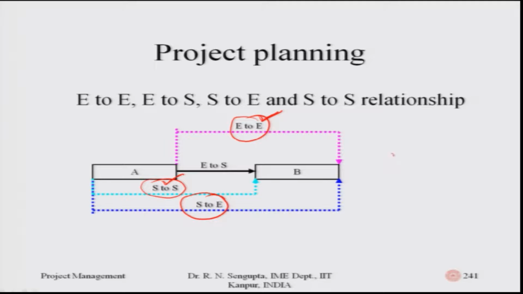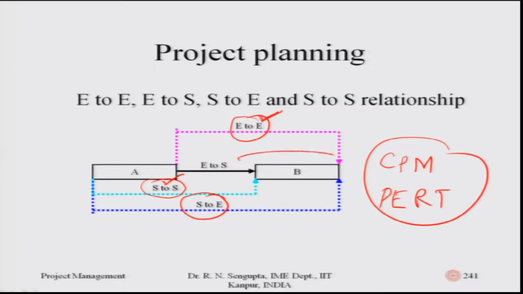So, for the CPM, which is the critical path method, and the PERT method, we will only consider the end to start concept, based on which we will find the slack, the critical path and the floats.